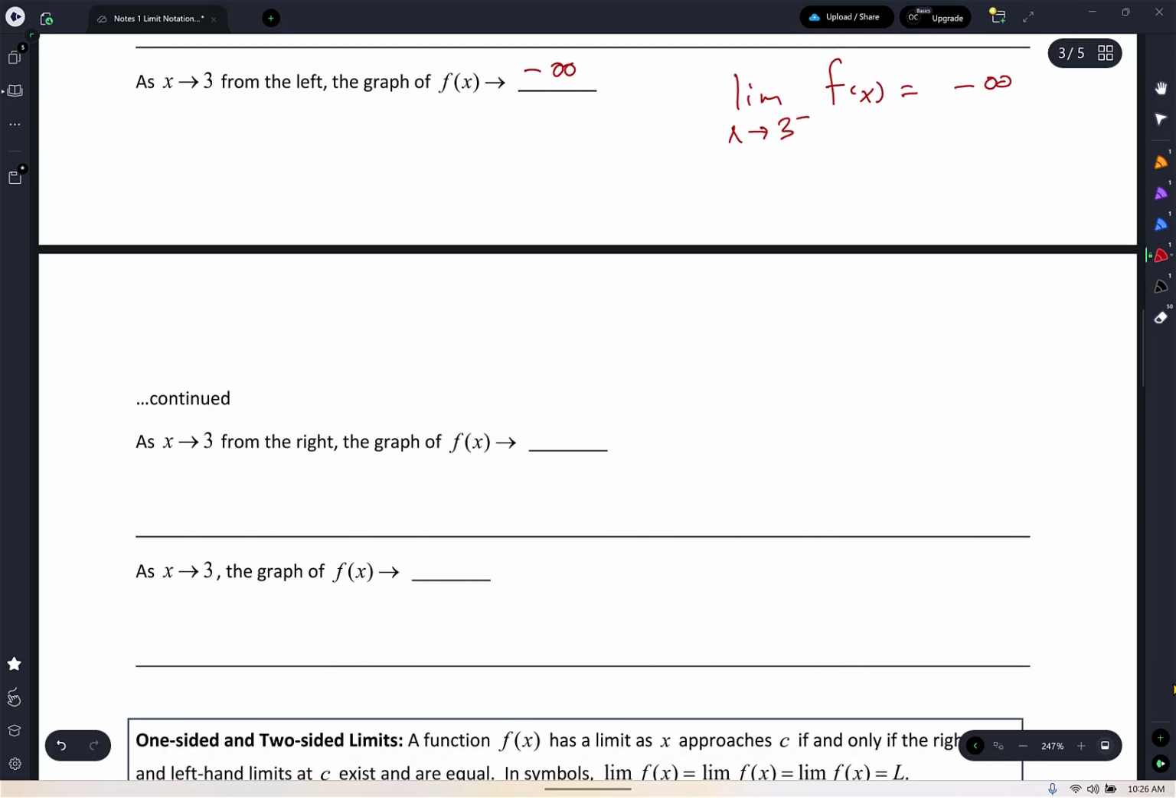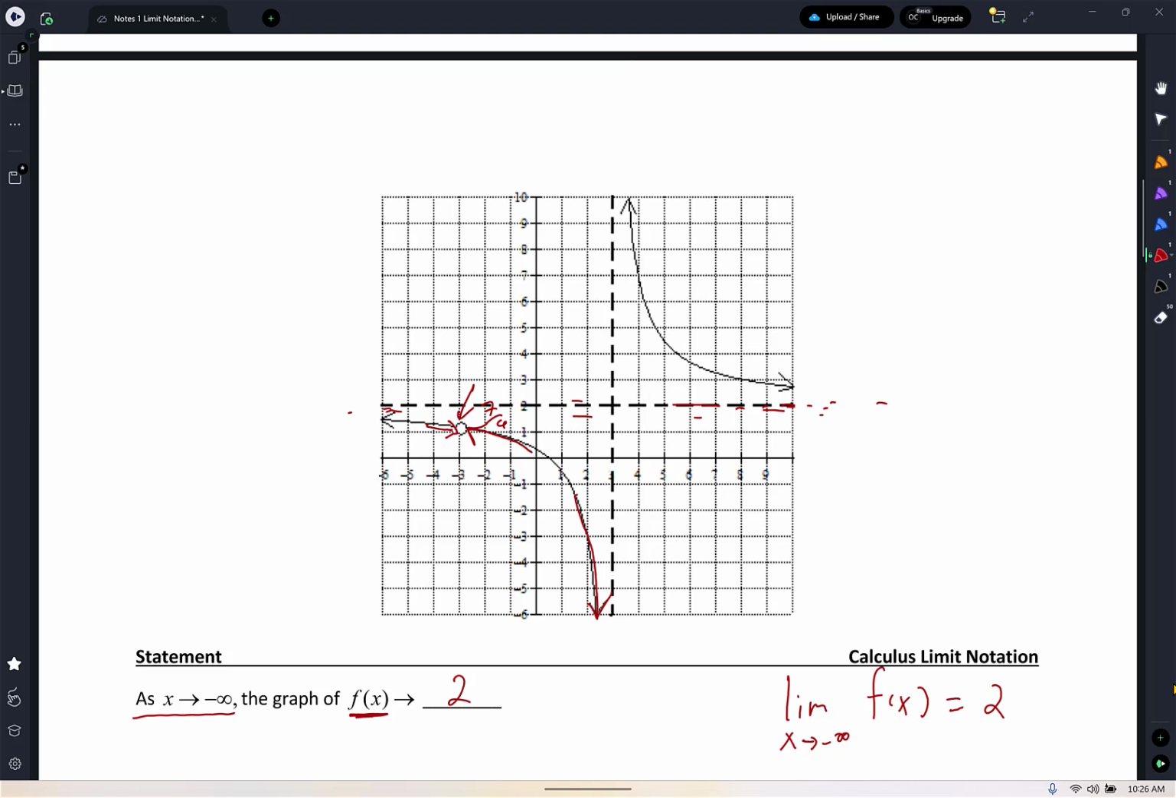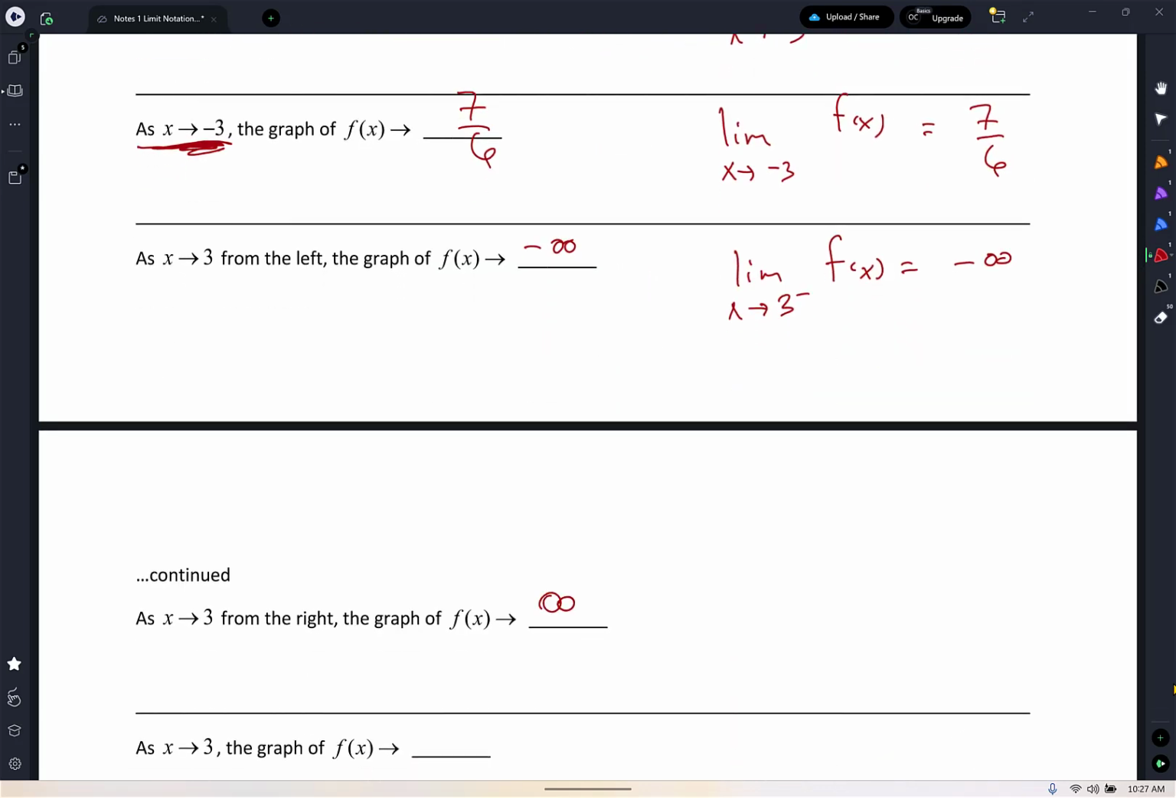As x approaches 3 from the right, the graph of f of x, so let's look at the graph again. Here's the x value 3. If I approach 3 from the right, where am I approaching? Positive infinity. So I'm going to write positive infinity, and I write limit as x approaches 3 from the right of this function equals positive infinity.